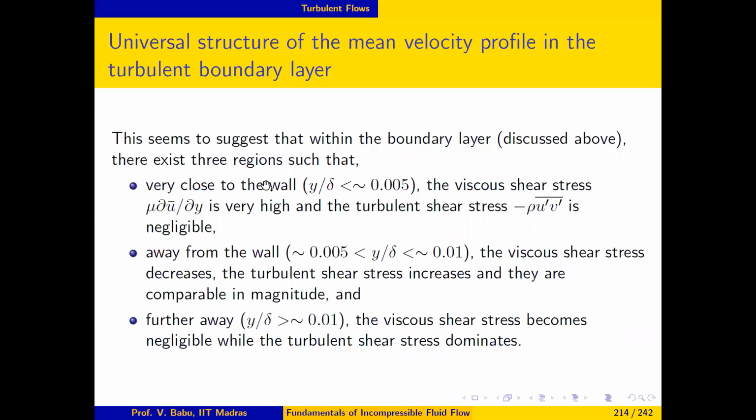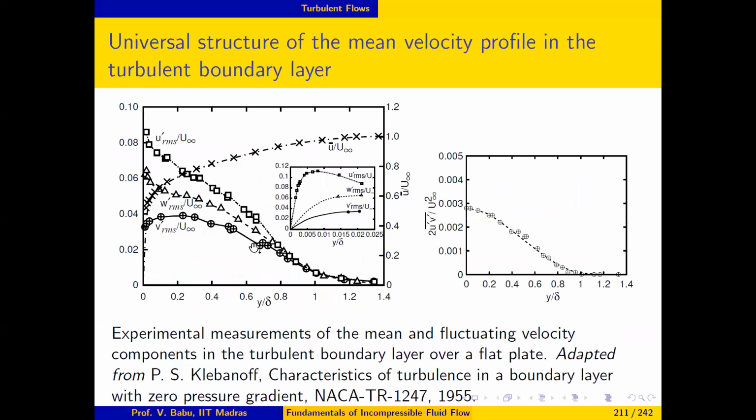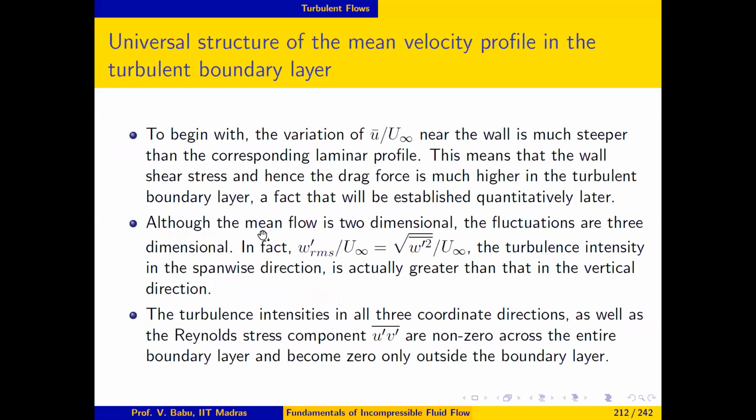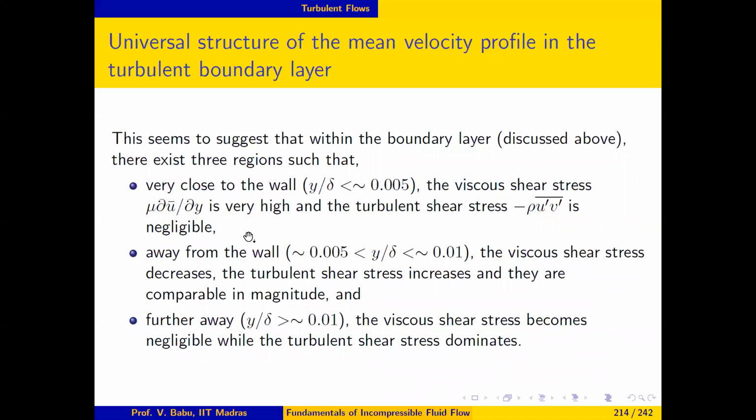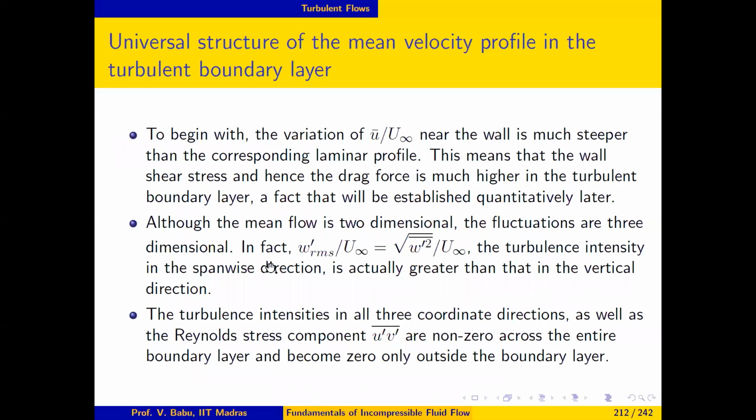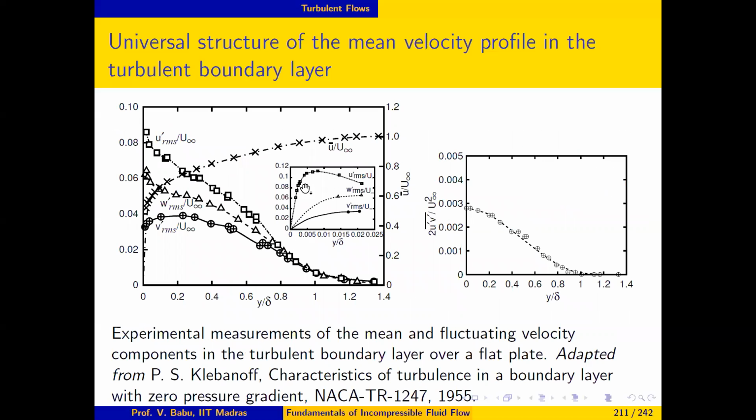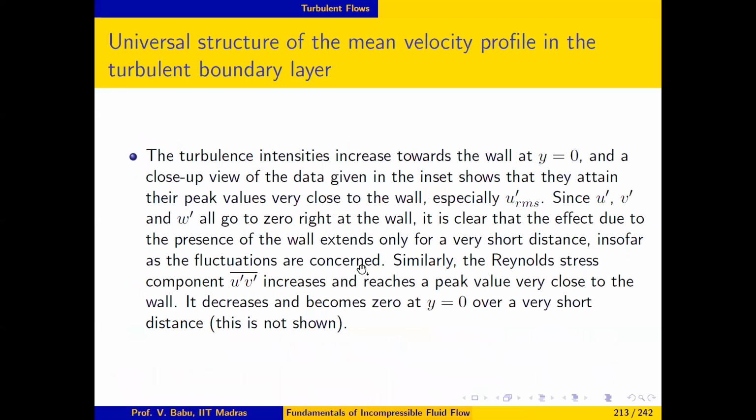So what we can say in general in this particular case is that given the values that we have here, we can draw the following broad inferences. We can say that there seem to exist within the turbulent boundary layer three regions. Very close to the wall, which is y over delta less than 0.005, as we can see from here, in this region, the fluctuations have become very small and viscous stresses seem to dominate. So that is what is mentioned here.